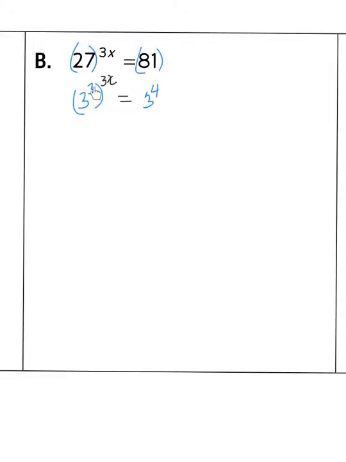So then don't forget that we have to do power to a power and multiply that. So 3 to the 3 times 3x is 9x, equal to 3 to the fourth. So now you can drop your bases and just set your exponents equal to each other. Divide by 9, and you get 4/9. Because my variable was in the exponent, there's no restrictions on my answer.